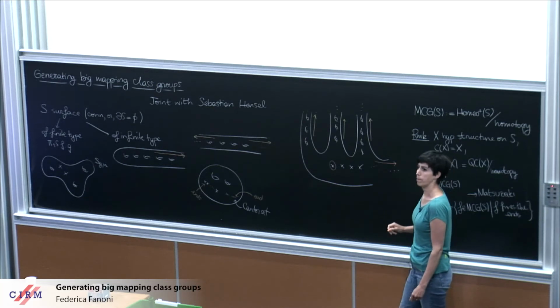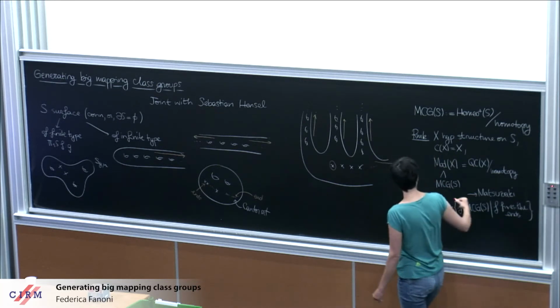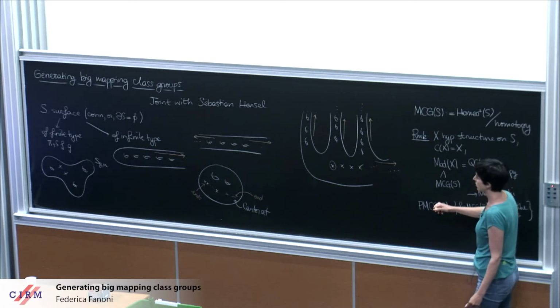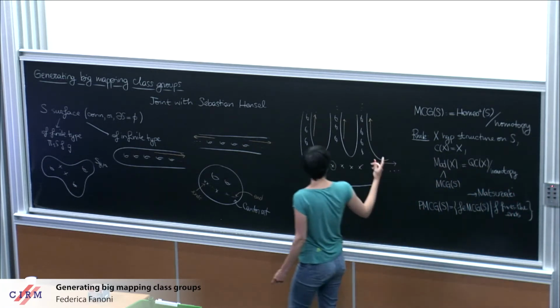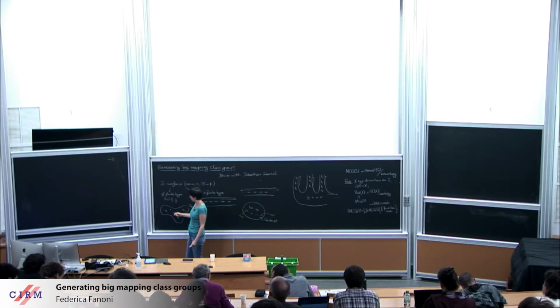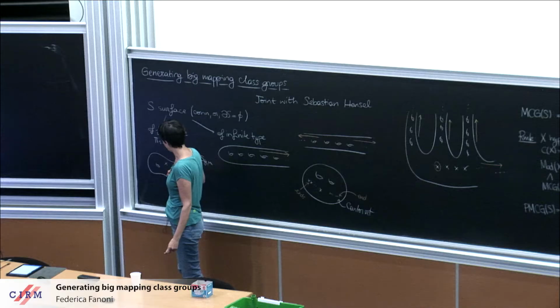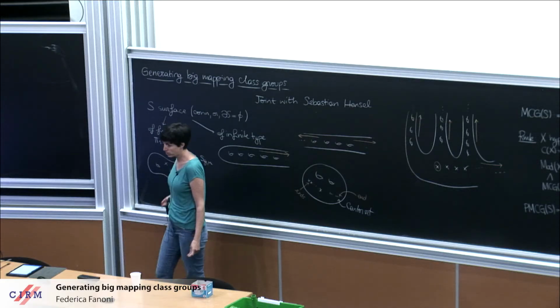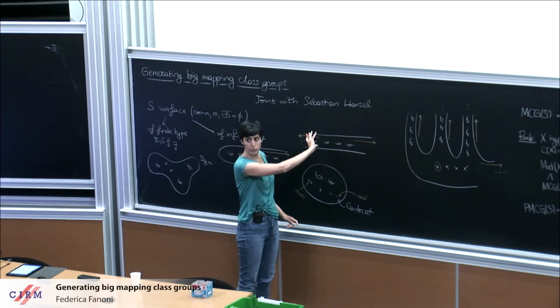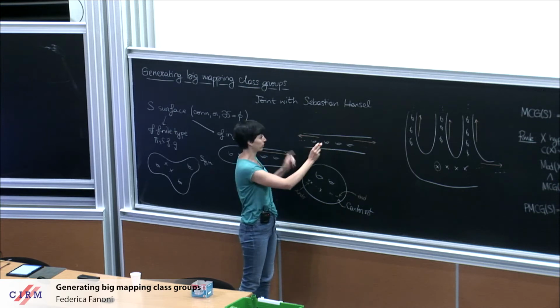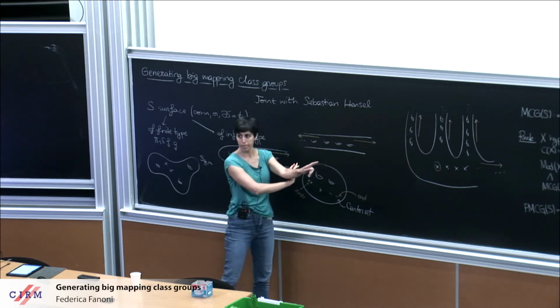That makes sense? So what I want for the pure mapping class group is I don't want to be able to permute these things. So my homeomorphisms here are going to fix the punctures pointwise. I'm not going to swap these two. Here, for instance, I'm not allowed to do the map which is the 180-degree rotation. I'm not allowed to switch these two ends.